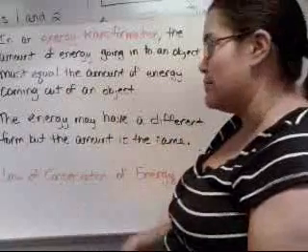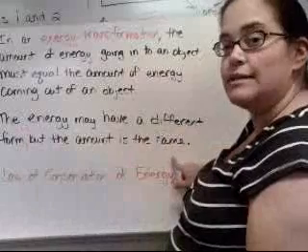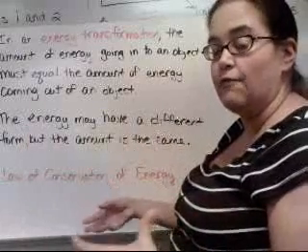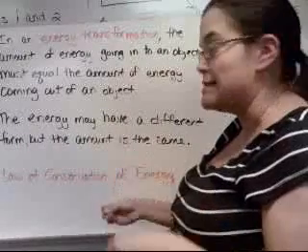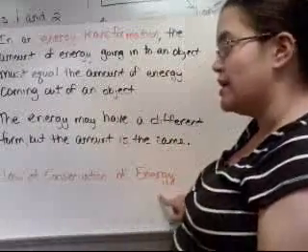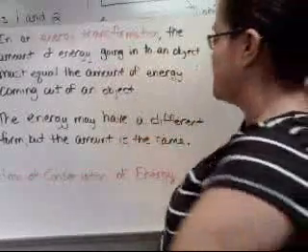And we're going to do an example. So the energy may have a different form, but the amount is the same. So going in and coming out, that energy may look completely different, but the total number is the same. And remember from our last video, this is the law of conservation of energy. So this applies to energy transformations as well.